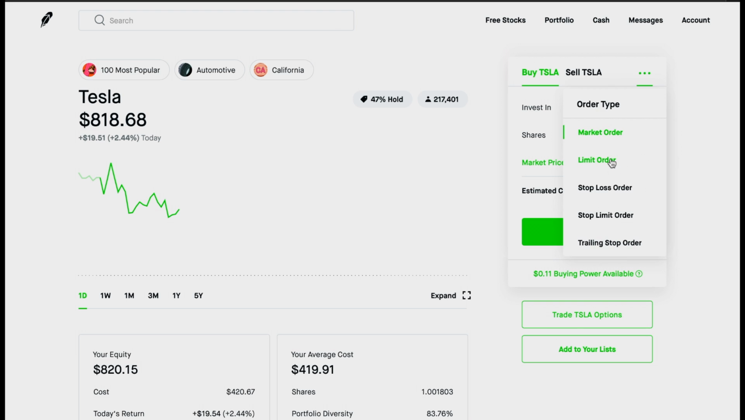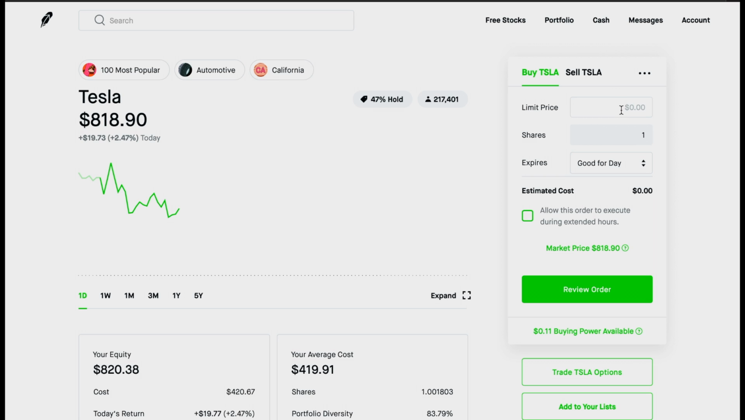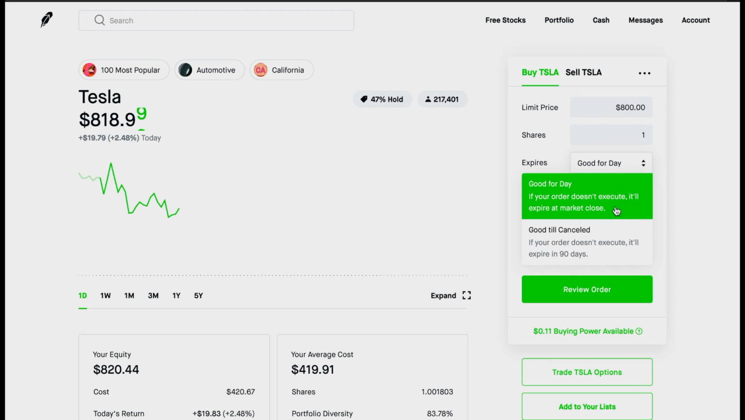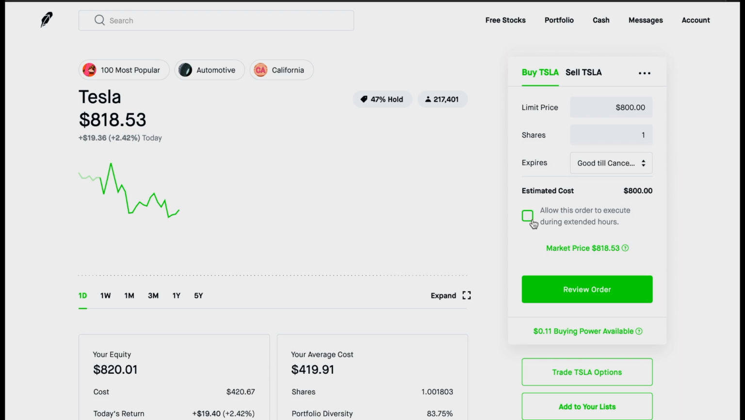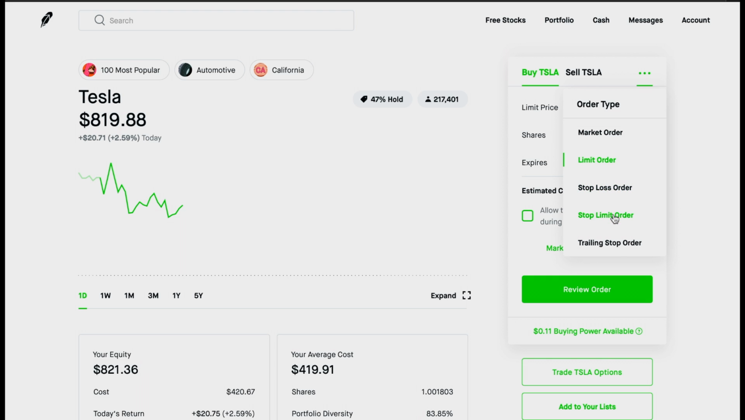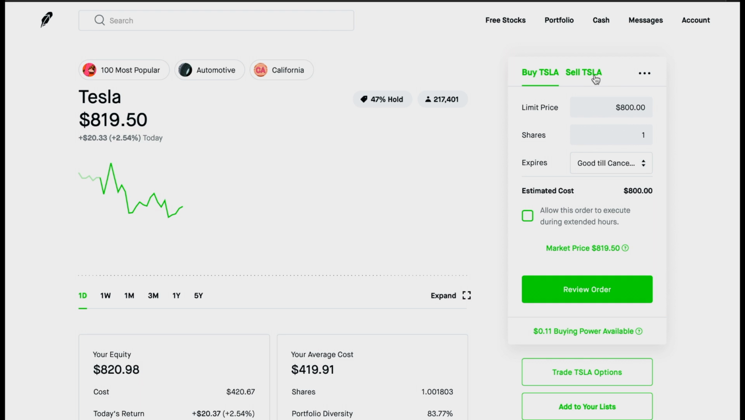If you want to do a limit order, say you want to buy it when it hits $800 and you want to get 1 share, then you could choose good for today, which will expire at the close of trading today, or good till canceled, and that'll run for 90 days. And then you can allow it to go into extended hours trading as well, and then you can review your order and place your order. They also have other orders like stop loss order, stop limit order, or trailing stop order. So that's for your stocks.